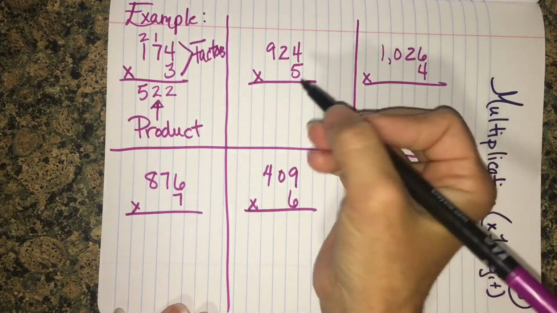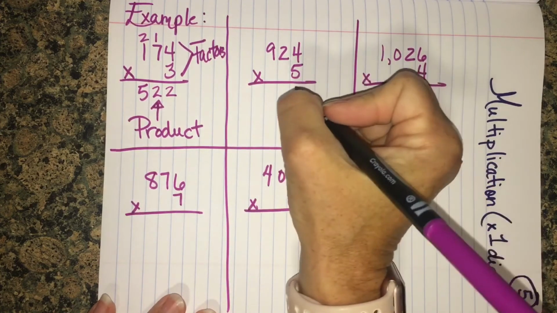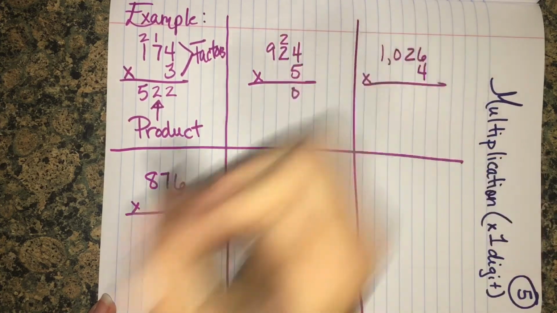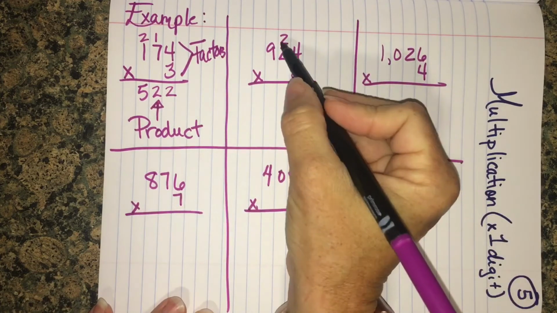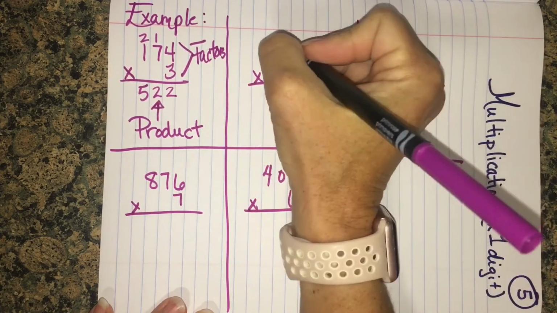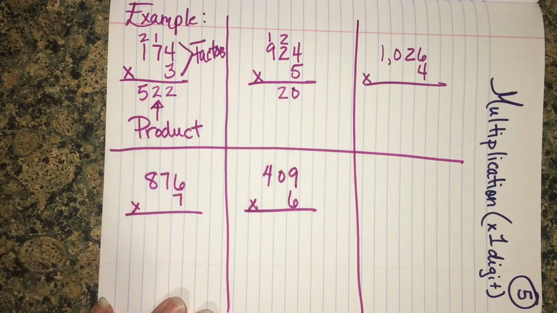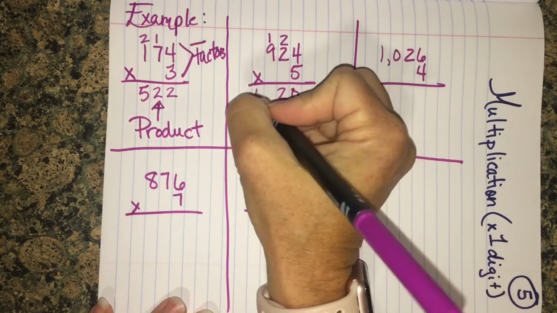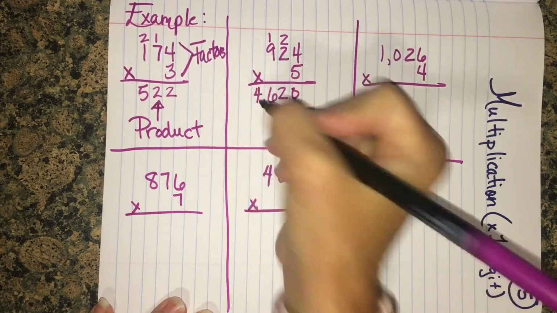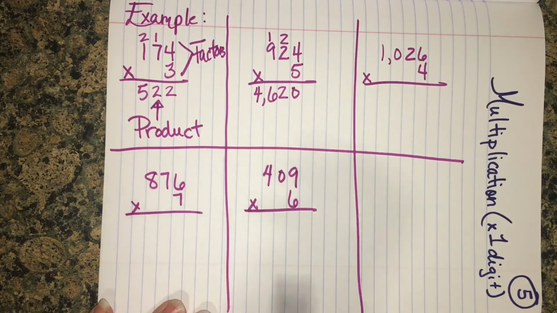I'm going to work through the answers on these. So 4 times 5 is 20. Put the 2 up top. 5 times 2 is 10 plus 2 is 12. 9 times 5 is 45 plus 1 is 46. So my answer is 4,620.